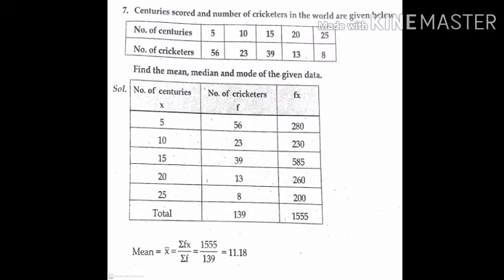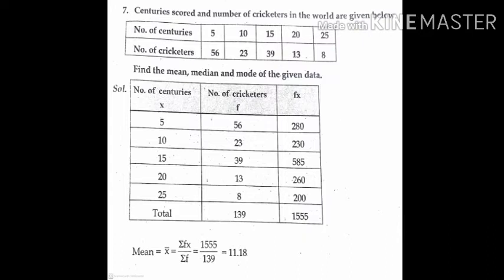Now we have to calculate fx. f means frequency, x means number of centuries. 5 into 56 are 280, 10 into 23 are 230, 15 into 39 are 585, 20 into 13 are 260, 25 into 8 are 200. After that we should calculate the total number of cricketers. Total is equal to 139. Next we should add all the fx values, that is equal to 1555.